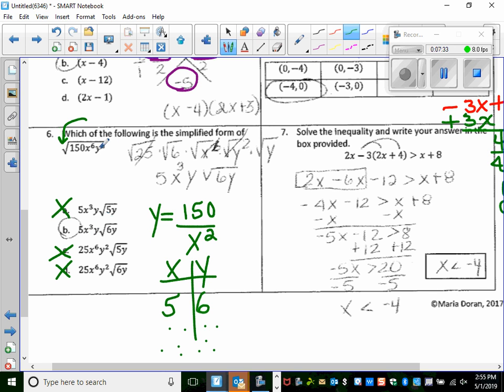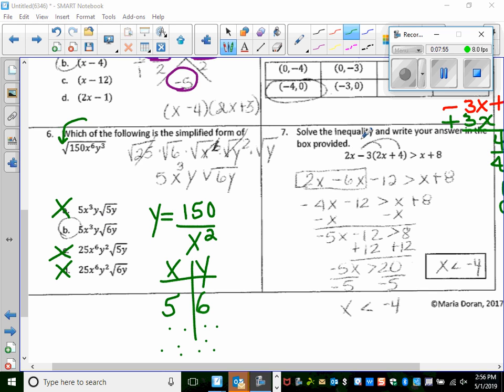Now this is not divisible by 2, but see how I broke it down to y to the 2nd times y to the 1st? So now when I take this one out, I'm going to say 2 divided by 2 is 1. And then that y that was not perfect stays underneath.